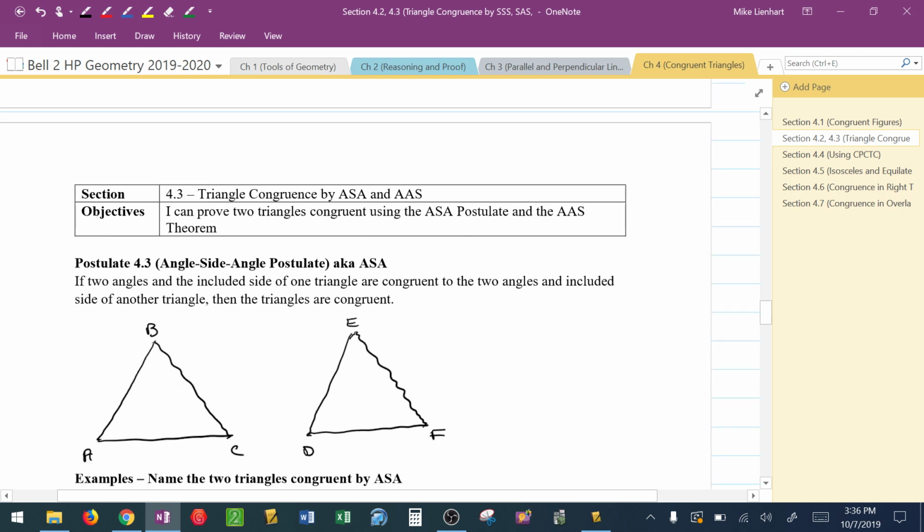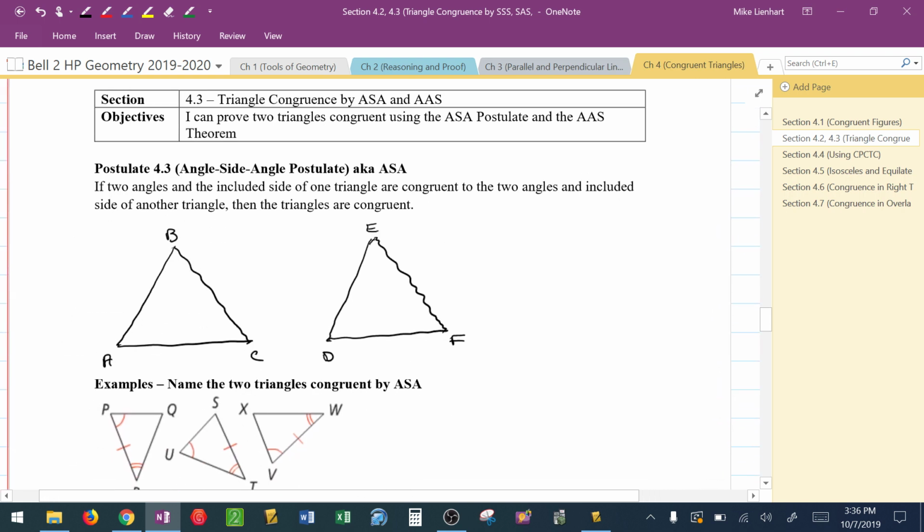So the second half of the lesson here is two other ways to prove that triangles are congruent. Angle side angle and angle angle side. The angle side angle postulate says that you have to have two congruencies of angles and one congruency of sides. And notice how the S is in between the A's. That means that the included side has to be between the two congruencies of angles.